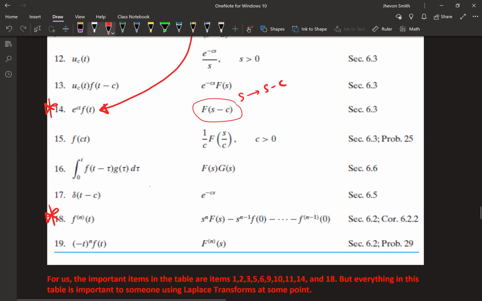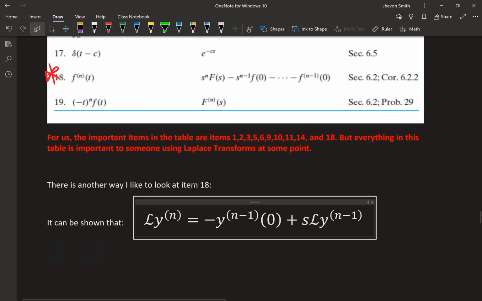In fact, I think that's one that I actually want to derive for you, because there's actually another formula that personally I prefer to use more than this one. And so I'm going to show you that formula. So another way to look at 18 is this. The Laplace transform of the nth derivative of a function can be expressed in this way. You'll notice that it includes the Laplace transform of a lower derivative. So this is kind of a recursive version of 18.